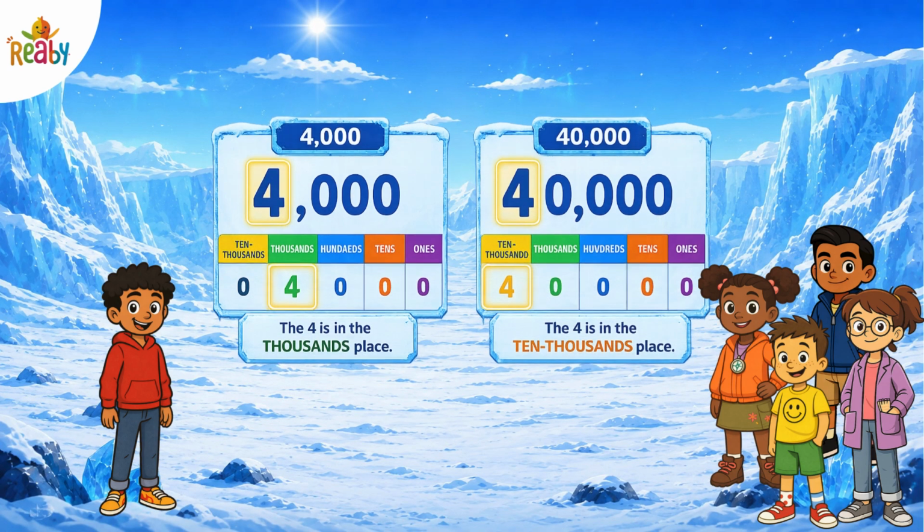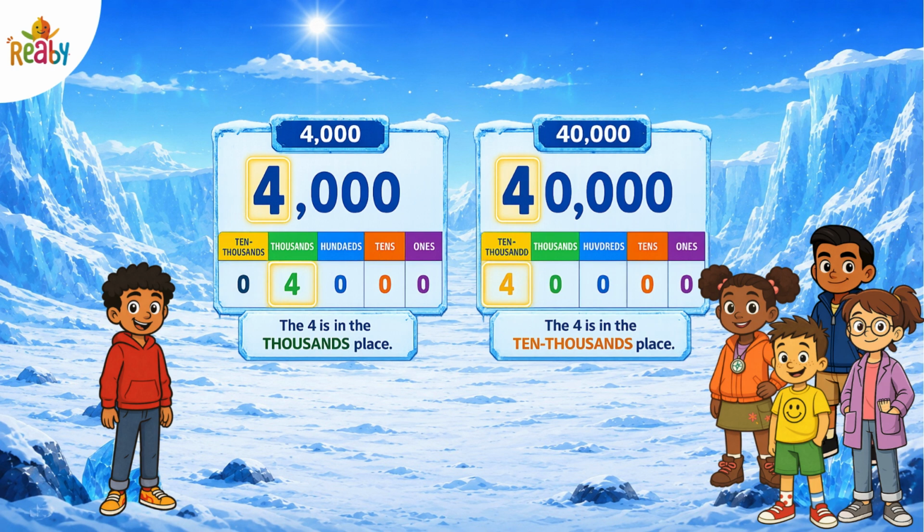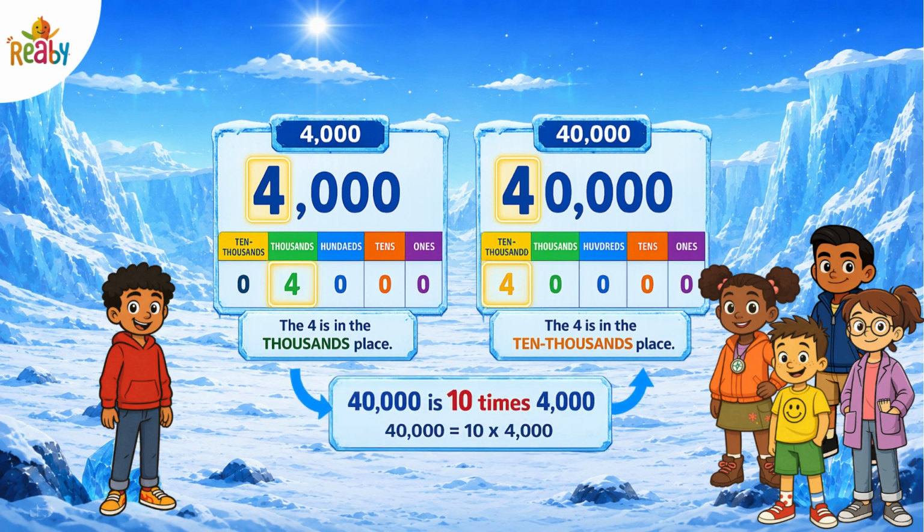Look at the digit 4 in both numbers. In 4,000, the 4 is in the thousands place. In 40,000, the 4 is in the 10,000s place. So the same digit has a different value. 4,000 means 4 thousands. 40,000 means 4 10,000s. And 40,000 is 10 times as much as 4,000. 40,000 equals 10 times 4,000. Same digit. Bigger place, bigger value. That's the idea.